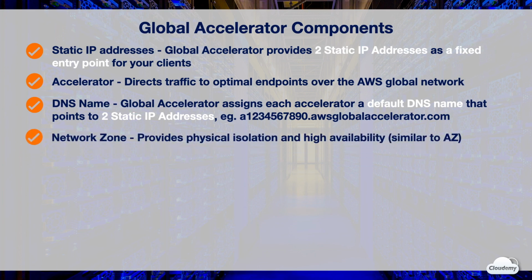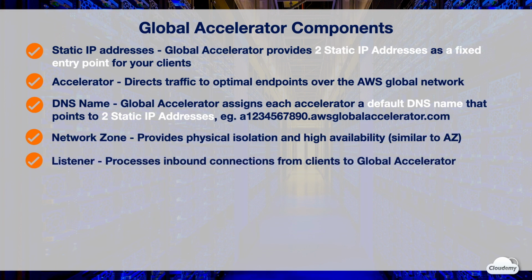Network Zone provides physical isolation and high availability for the accelerator. It services the static IP addresses for your accelerator from a unique IP subnet. Similar to an availability zone, a network zone is an isolated unit with its own set of physical infrastructure. When you configure an accelerator, Global Accelerator allocates two IPv4 addresses. If one IP address from a network zone becomes unavailable due to IP address blocking by certain client networks, or network disruptions, then client applications can retry on the healthy IP address from another network zone.